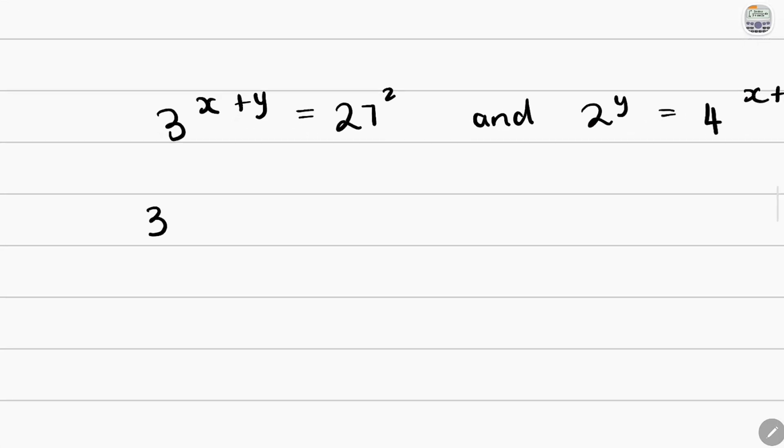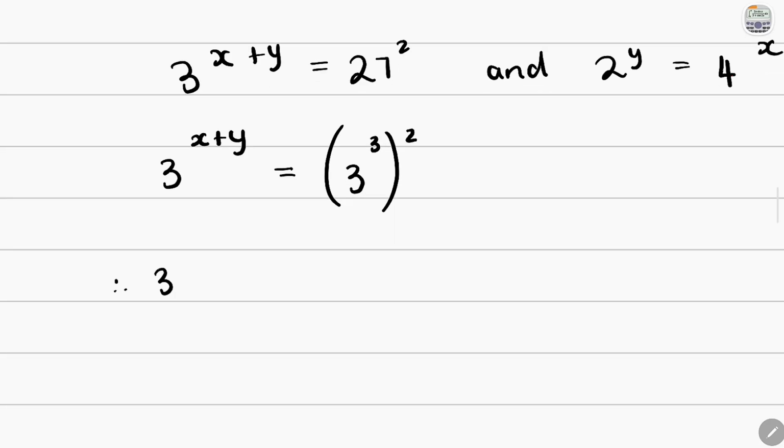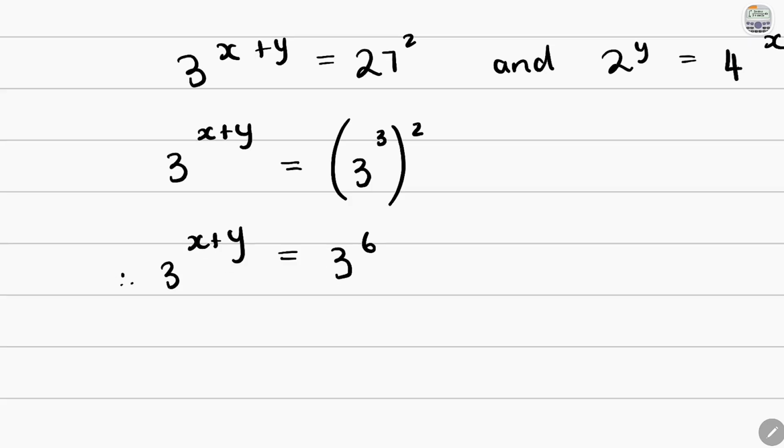This is 3 to the power of x plus y equals 27 to the power of 2. We just need to ensure that there's a base of 3. So how do we do that? 27 can be written as 3 to the power of 3. And then that is raised to the power of 2. So then the 3 times the 2 multiplies, and then we have 3 to the power of x plus y equals 3 to the power of 6. And there we go.